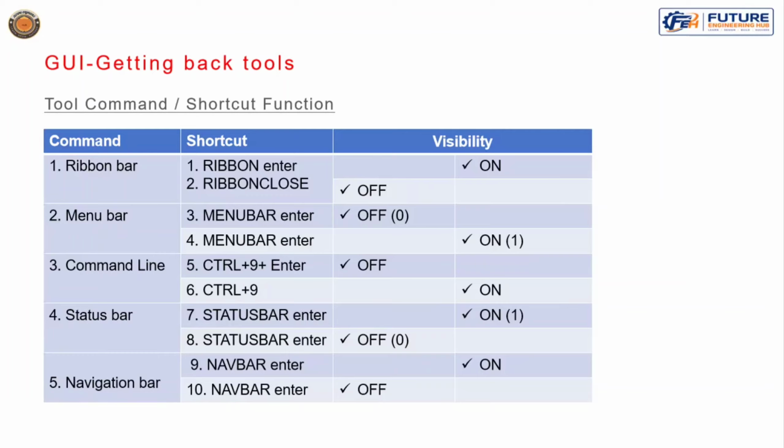How to close the menu bar? First option: menu bar, enter, value 0, off. Second option: menu bar, enter, value 1, on. Command line: Ctrl+9, then enter, status off. Ctrl+9, status on. Status bar, enter. Value set 1, on. If value set 0, off.